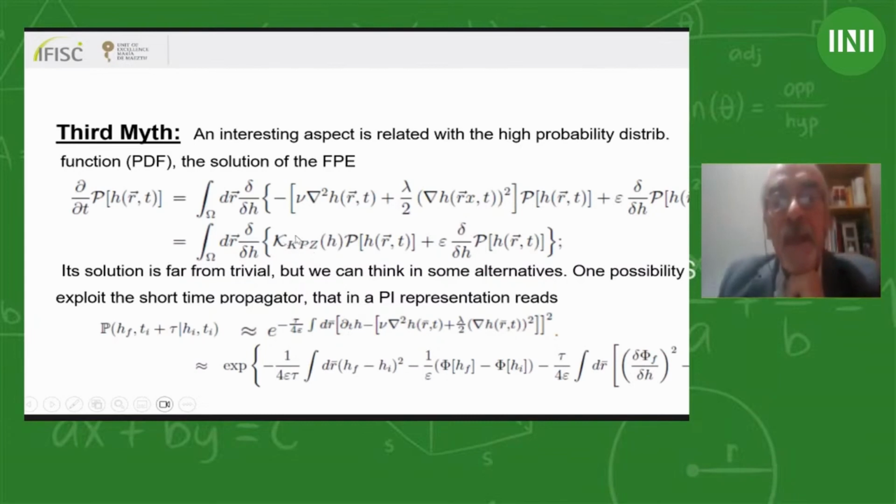The further myth is related to an interesting aspect of the probability distribution function that is a solution of a functional Fokker-Planck equation written here. This KPZ is in fact related to the functional we have shown before. And of course, to solve this functional, or even in the discrete case, to solve the high-dimensional Fokker-Planck equation is very complicated. One possibility is to exploit the short-time propagator that in the path integral representation looks like this. This phi function is connected with the potential and will be clear in a moment.